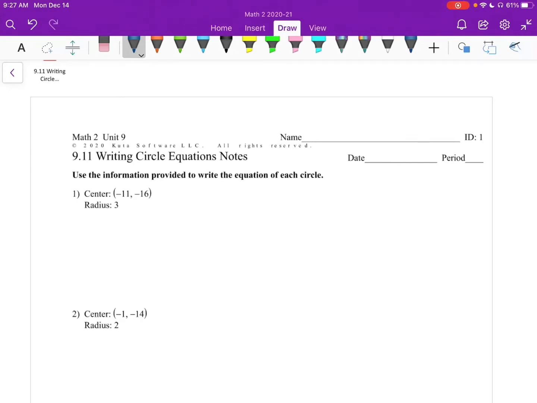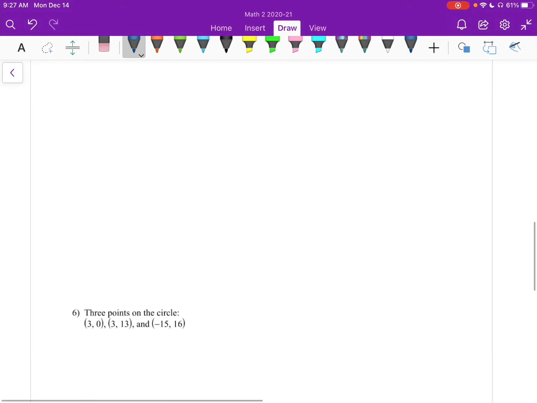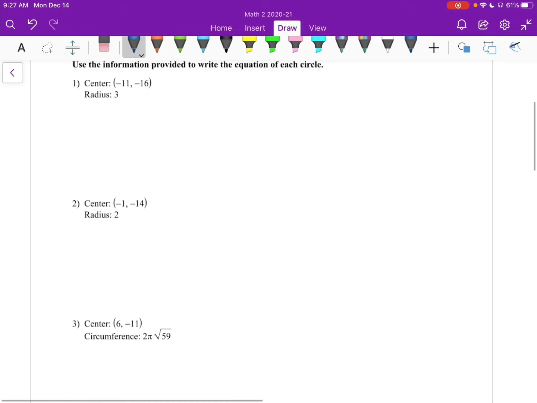Okay, Unit 9, Section 11, Writing Circle Equations. Now you're all going to say that the first page is stupid easy, and you're all going to hate me on the back page. So let's begin.